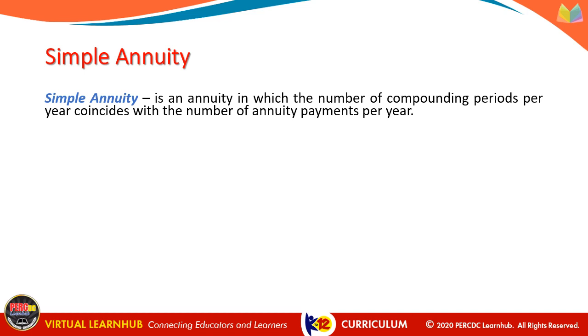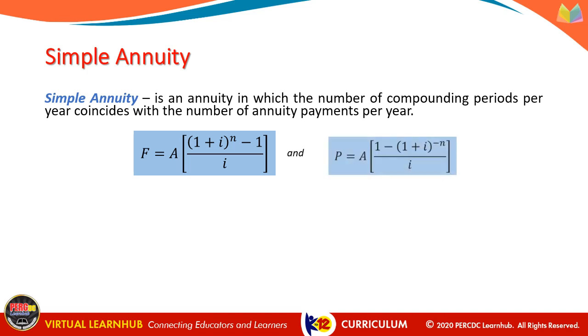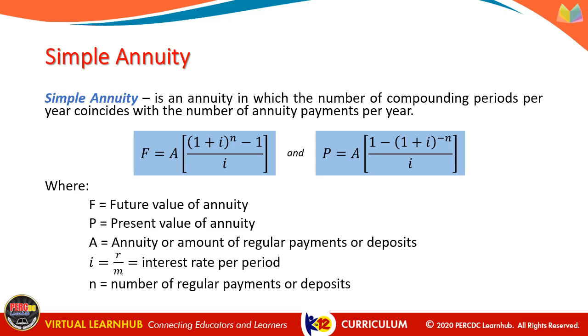payments per year. In the previous video, we were able to derive the formula F = A × [(1 + i)^n − 1] / i, and we were also able to derive the formula P = A × [1 − (1 + i)^(−n)] / i, where F is the future value of annuity, P is the present value of annuity, A is the annuity or amount of regular payments or deposit, i is our interest rate per period, that is equal to r over m, and n is equal to the number of regular payments or deposits.